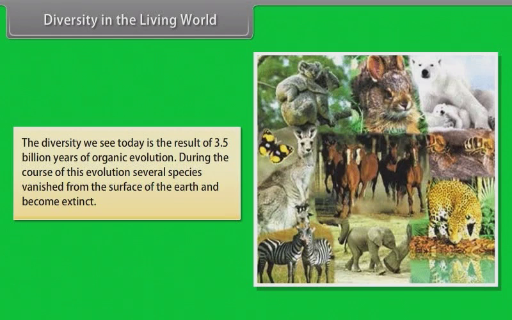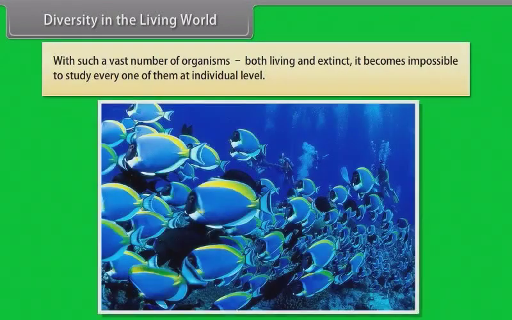During the course of this evolution, several species vanished from the surface of the earth and became extinct. With such a vast number of organisms, both living and extinct, it becomes impossible to study every one of them at individual level.